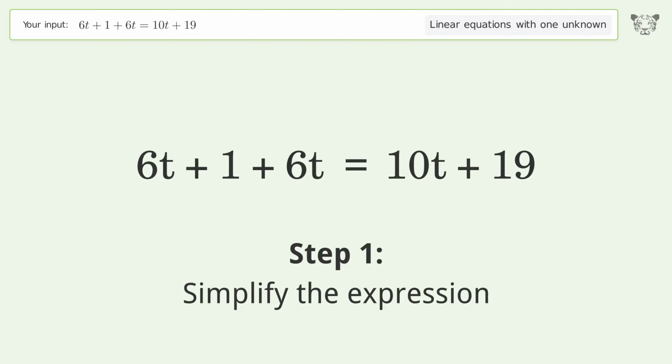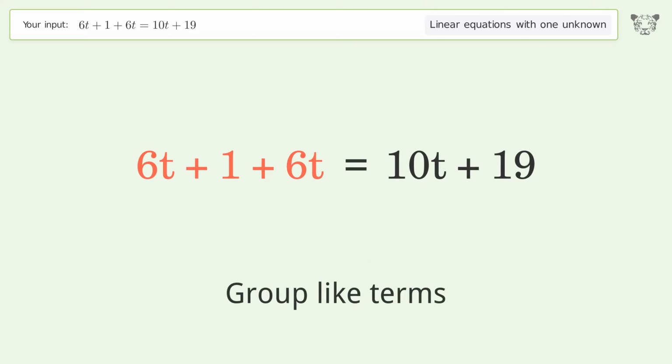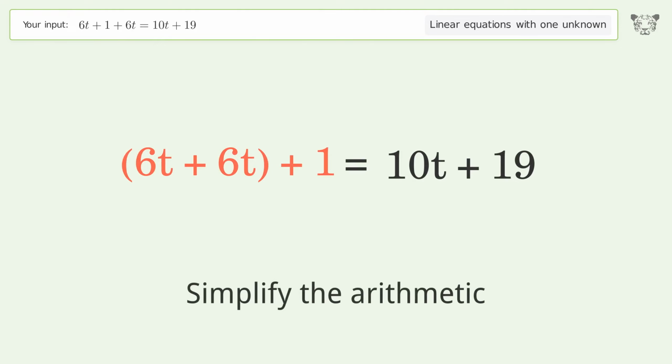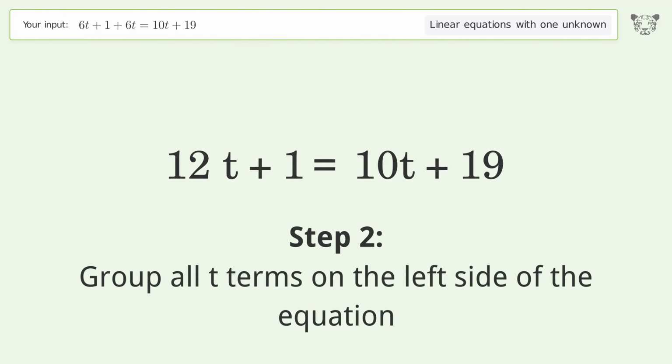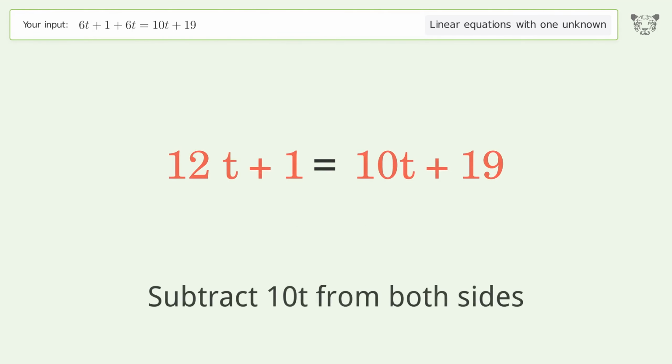Simplify the expression. Group like terms. Simplify the arithmetic. Group all t terms on the left side of the equation. Subtract 10t from both sides.